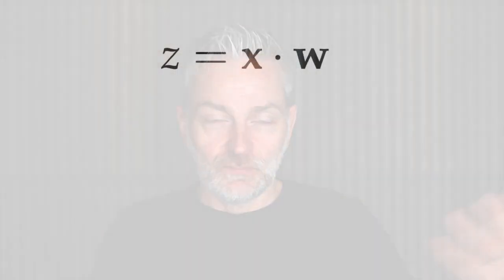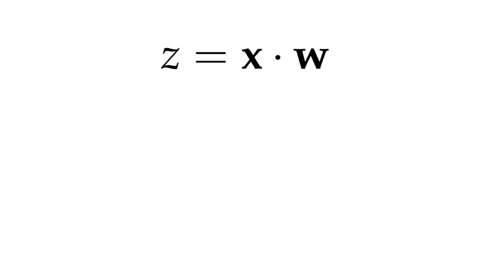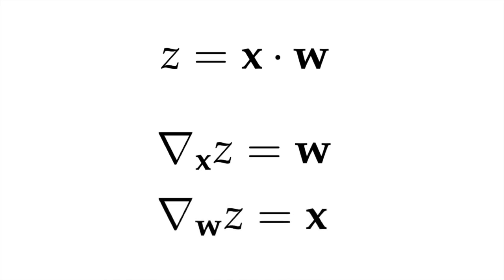In the inner product or linear case, we might have a function like this, where the output z is the dot product of two inputs x and w. The gradient of z with respect to x is just w, and the gradient of z with respect to w is just x. You've seen this kind of thing before. If x is our input data and w is our weights, then we will need both of these gradients. We need the gradient with respect to x to propagate backwards to the upstream nodes. And we will need the gradient with respect to w to update our own weights.